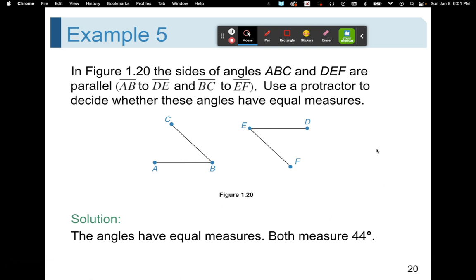Looking at figure 1-20, the sides of the angles ABC and DEF are parallel. So the sides AB and ED are parallel to each other, and the sides BC or CB and EF are parallel. So use a protractor to decide if these angles have equal measurements. If we laid a protractor down there, we would see that angle B is 44 degrees and angle E is 44 degrees.